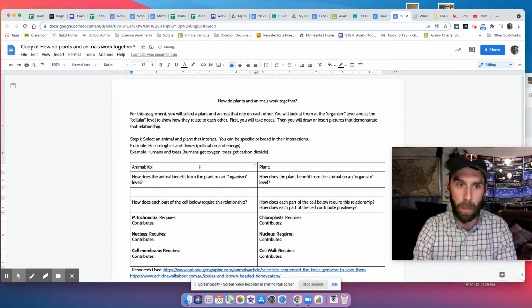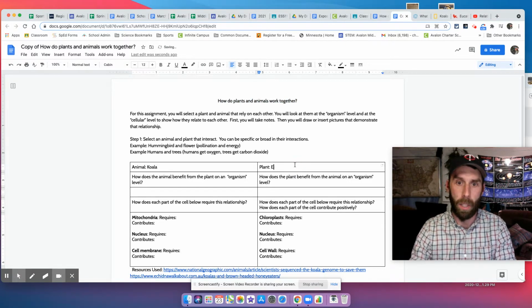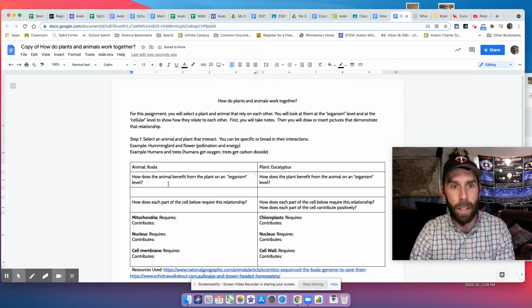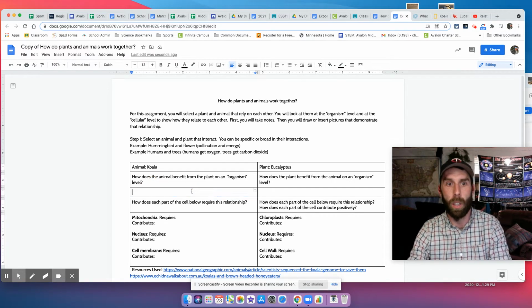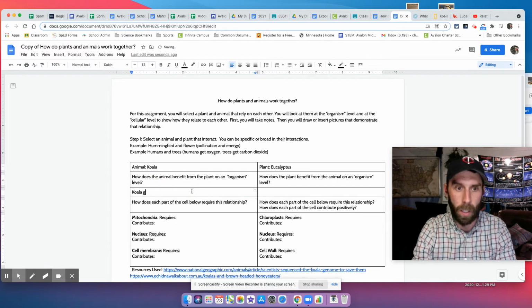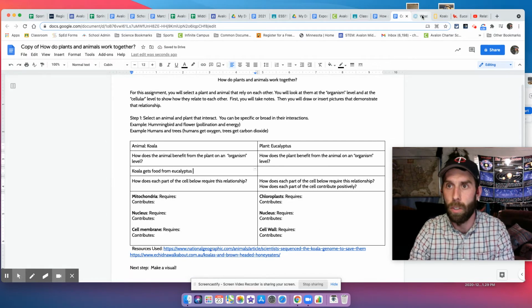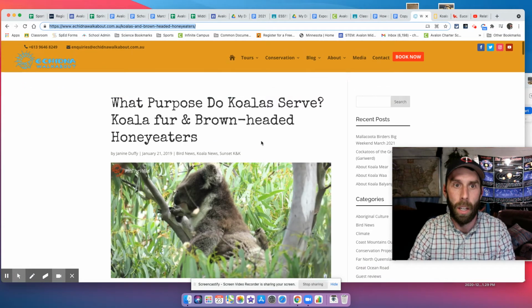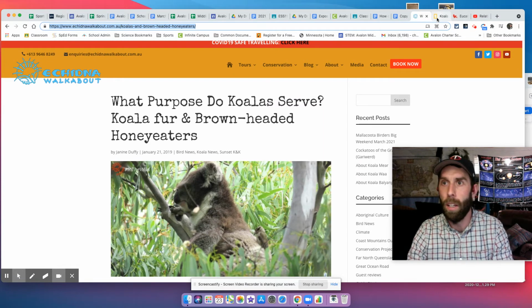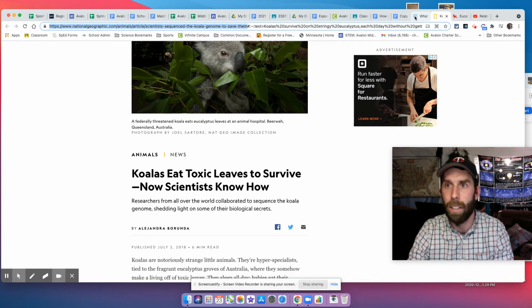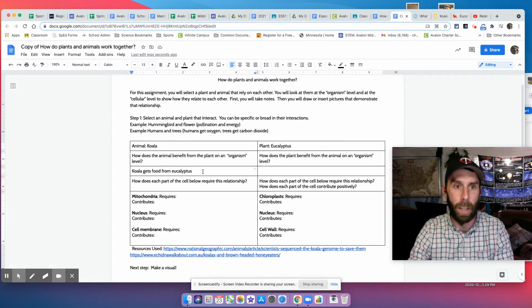So I have chosen my animal is the koala and my plant is eucalyptus, which I've just figured out how to spell. So the first question asks, how does the animal benefit from the plant on an organism level? Koala gets food from eucalyptus. You might say, well, Chris, how do you know that? I did some research. So I'm not going to show you all the research. I read about the koalas here, and I read about the koalas here. And this is all about how koalas eat toxic leaves, which is super fascinating.